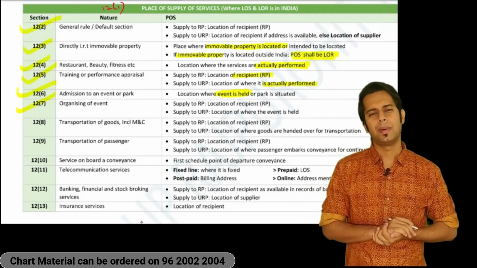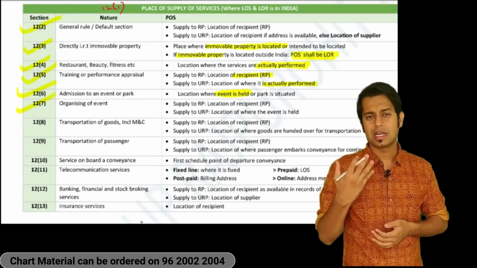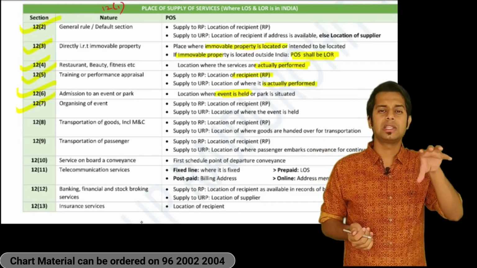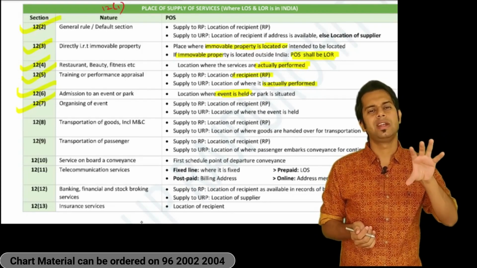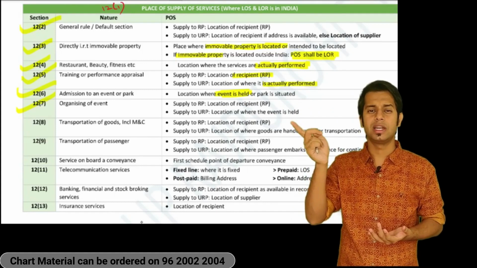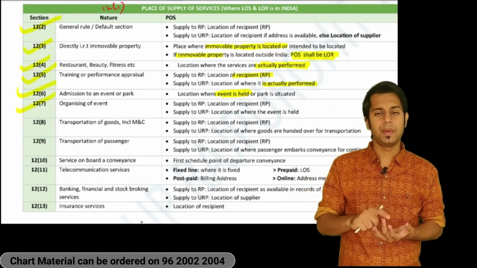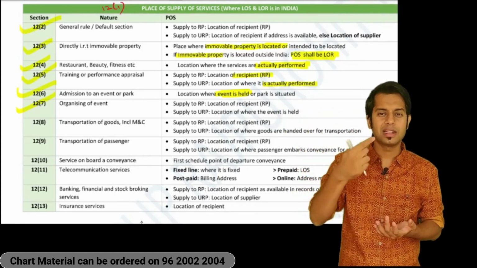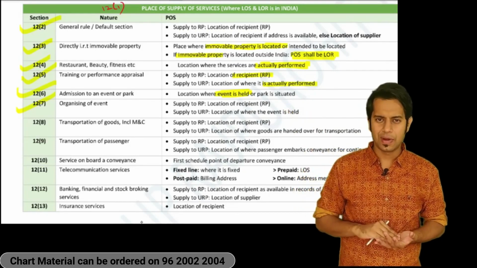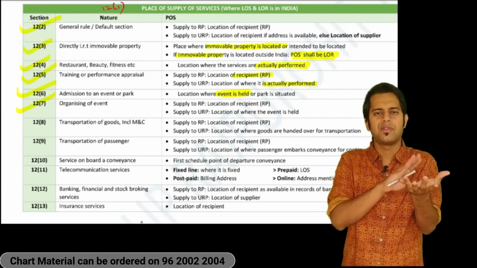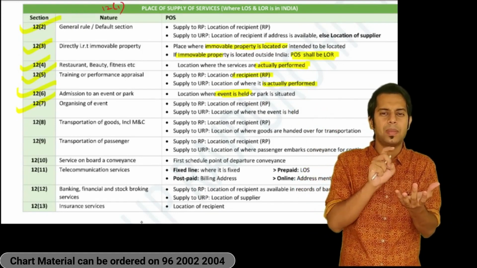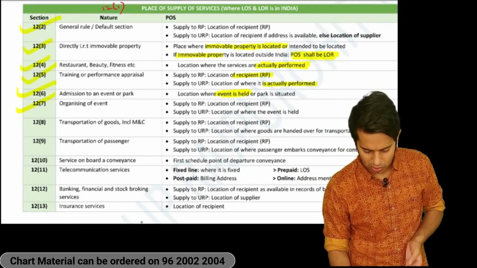In such cases, the place of supply will be, if the services are supplied to a registered person, the location of the registered person. If it is to an unregistered person, the place where the event is held. Sir, what if the supplier and recipient are in India and the event is held outside India? Say, for example, Priya Saris is from Bangalore and there is an event management company from Mumbai and the event is held outside India. Now both supplier and recipient are in India. The place of supply will be the location of the recipient.